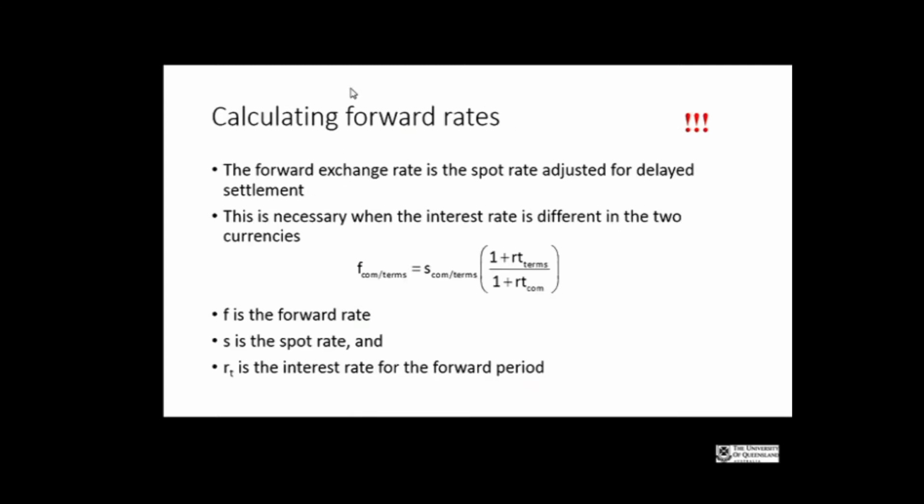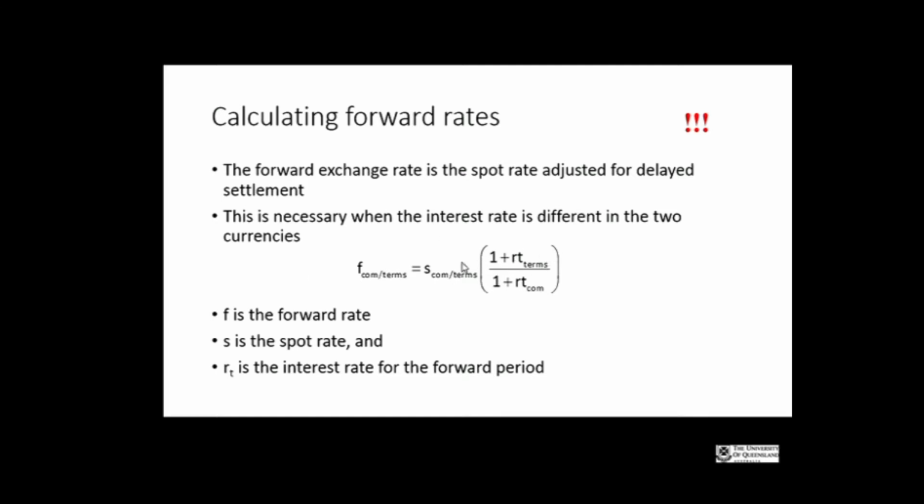Good. Calculating forward rates, that's the formula. You don't have to remember the terms. The easy thing here is, let's say I have Australian dollars slash US dollars, that means here's Australia, here's Australia. The Australian interest rate comes on the bottom and the US interest rate comes on top. As easy as that. So you plug in all the numbers.